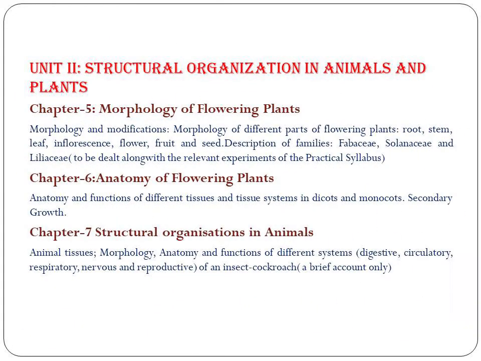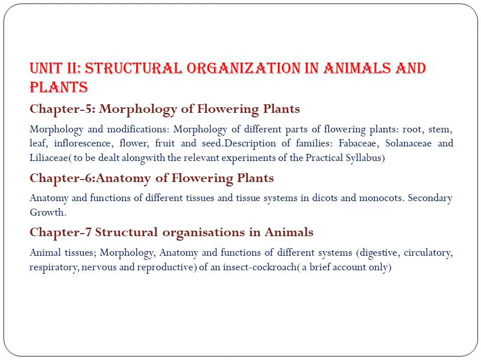In unit 2, structural organization in animals and plants, there are 3 chapters: chapter 5, chapter 6 and chapter 7. In chapter 5, morphology of flowering plants, we'll learn about the morphology and modifications of different parts of flowering plants: roots, stems, leaf, inflorescence, flower, fruits and seeds, and description of 3 families, that is Fabaceae, Solanaceae and Liliaceae, which is to be dealt with along with the relevant experiments of the practical syllabus.